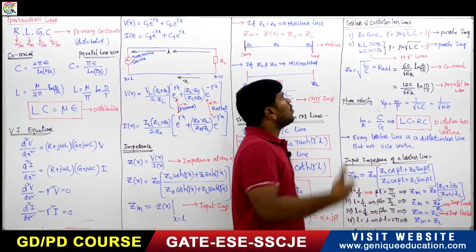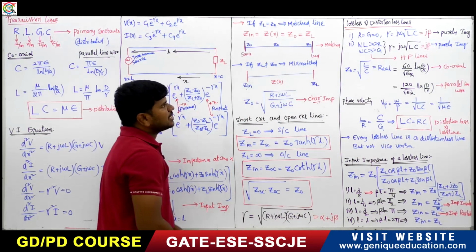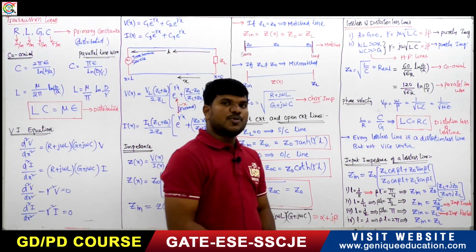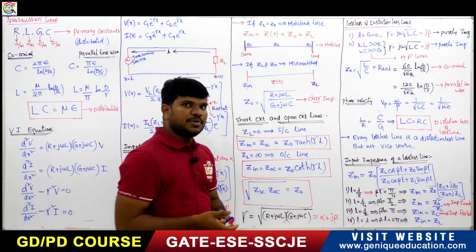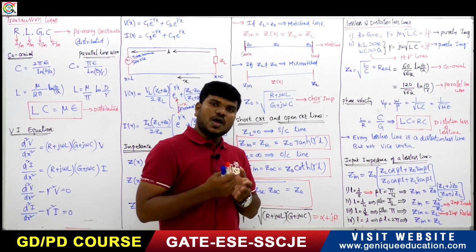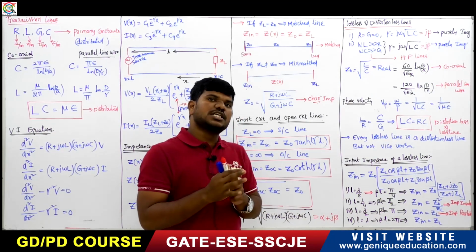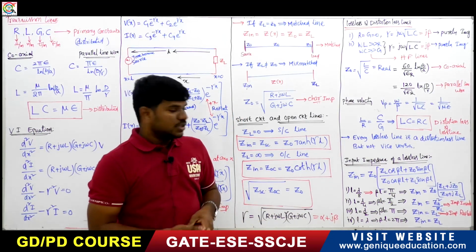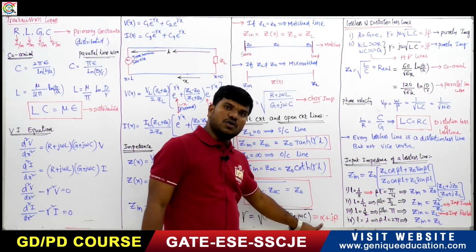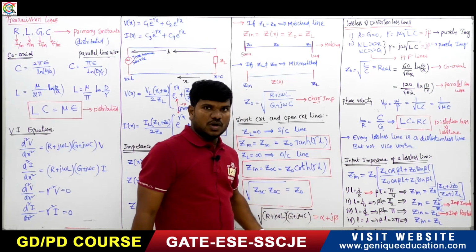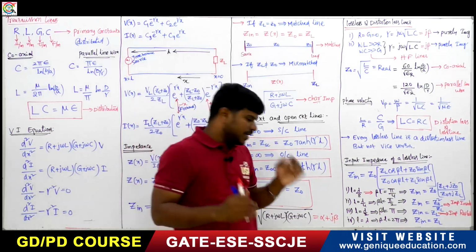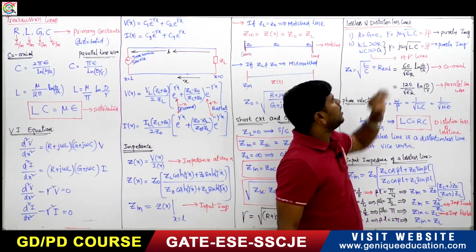Now come to distortion, lossless and distortionless lines. How can you get the lossless and distortionless line? Suppose you go to the EM waves concept. If you are talking about the lossless line, the propagation constant must be purely imaginary. The propagation constant must be purely imaginary means what? The alpha must be 0. Here also, a lossless line means there must not be any loss, so there must not be any alpha value in this.